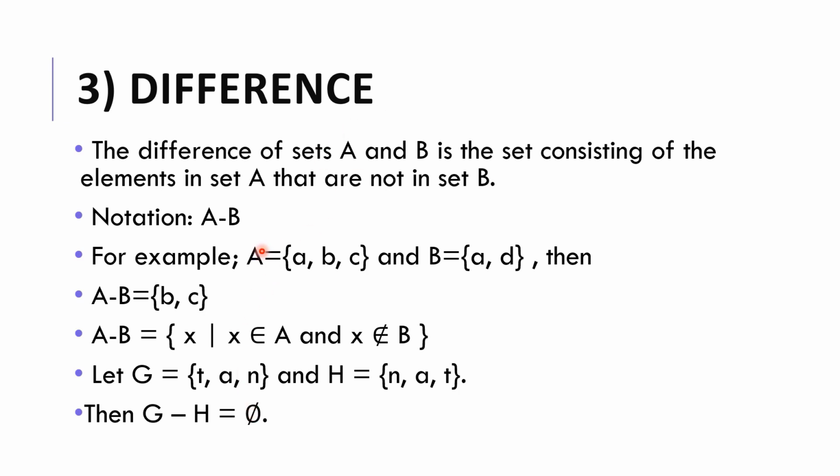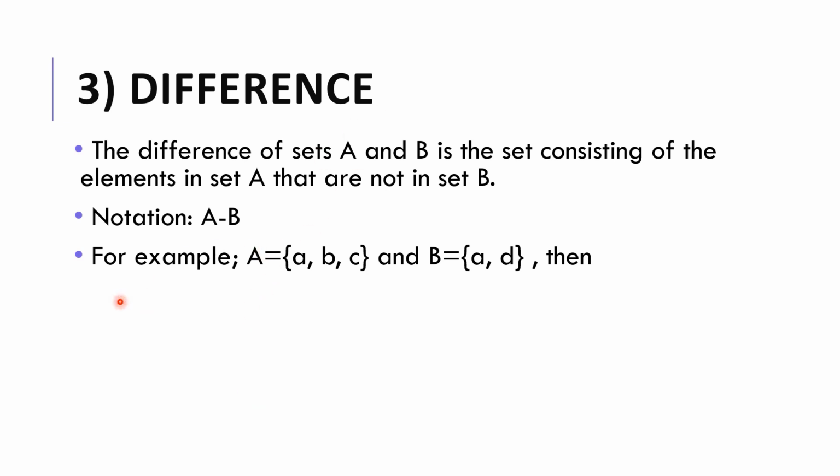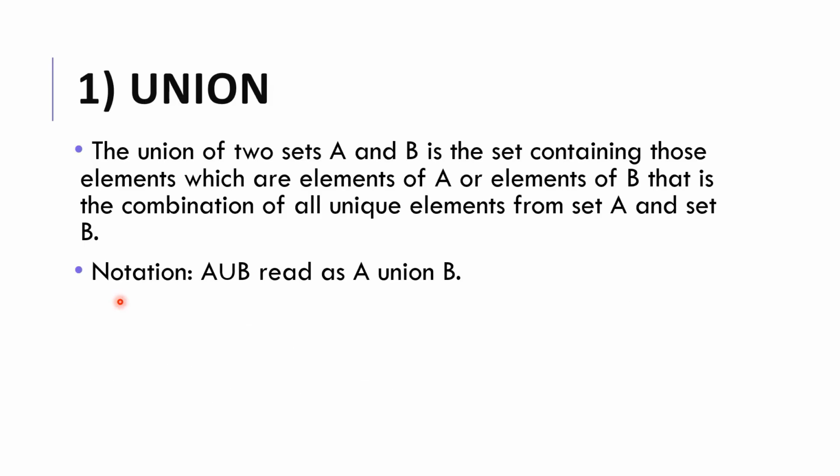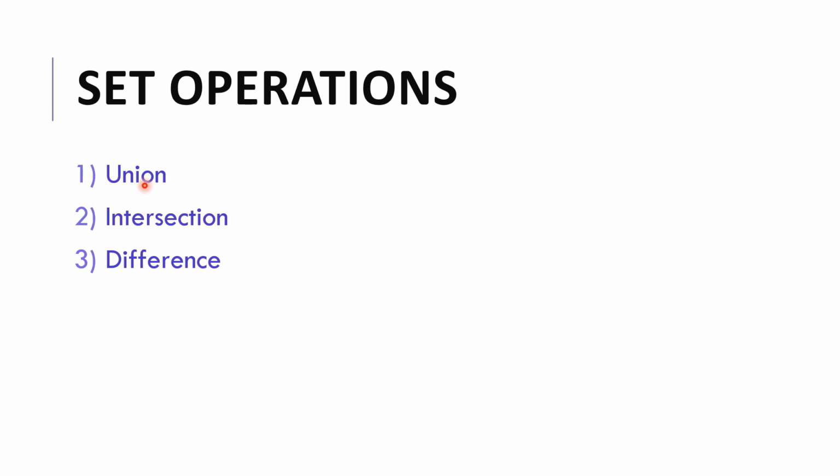So difference is basically just minus. These are the three operations: union, intersection and difference. Union is just the combination of two sets. Intersection is just the same elements which are in both sets. We write and in intersection. And difference means minus the elements of set B from set A, that is A minus B. So these are the three set operations that we mostly use in sets. Thank you.